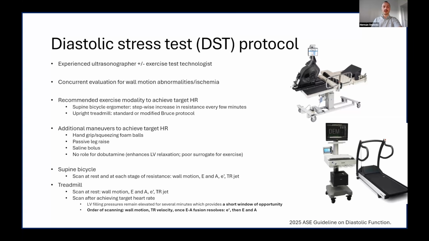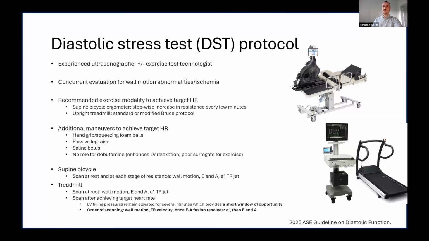Some additional maneuvers for heart rate increase include hand grip and squeezing foam balls. Adding a saline bolus can increase the preload. You can also do that with a passive leg raise. Dobutamine stress is not recommended because dobutamine actually improves LV relaxation and essentially improves diastolic function. And it's also not a good surrogate for the physiological changes that happen with exercise. So exercise is the main stressor that we want to use in this test.